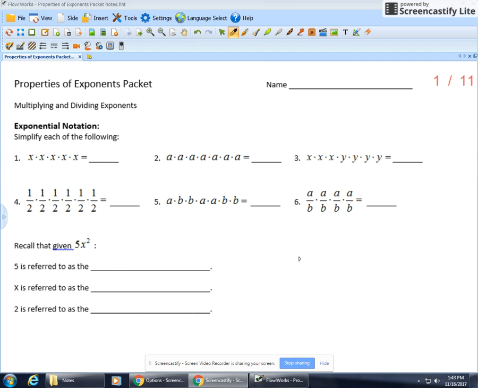All right, today we're going to talk about some exponents. So you're going to work along with your properties of exponents packet and do a couple of examples, and then your job will be to finish and fill in the rest. All right, so just an introduction to exponents.